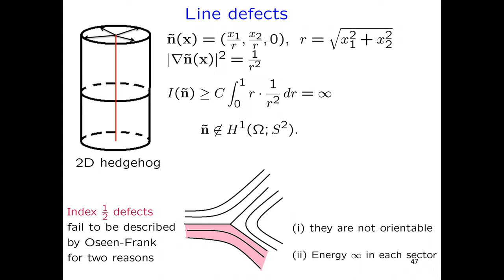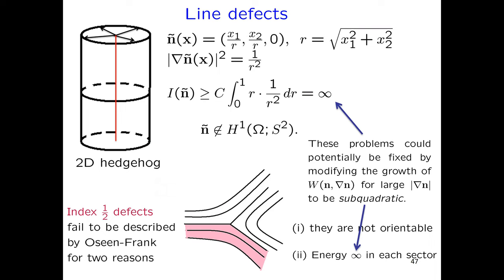So now how could you remedy this? Well, a heretical way of remedying the fact that the energy is infinite would be to modify the growth of W for large gradient of n to be something less than quadratic. It's just coming from the fact that W is quadratic in the gradient of n. But you're talking about when the gradient of n is infinite. And there's no reason to suppose that an energy function which is quadratic in the gradient of n is going to be good when the gradient of n is infinite.